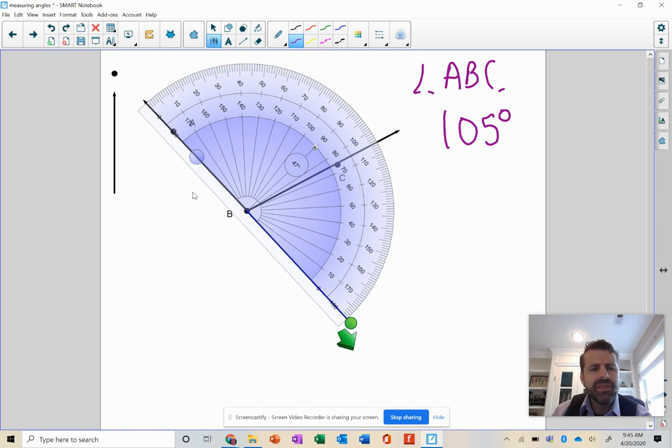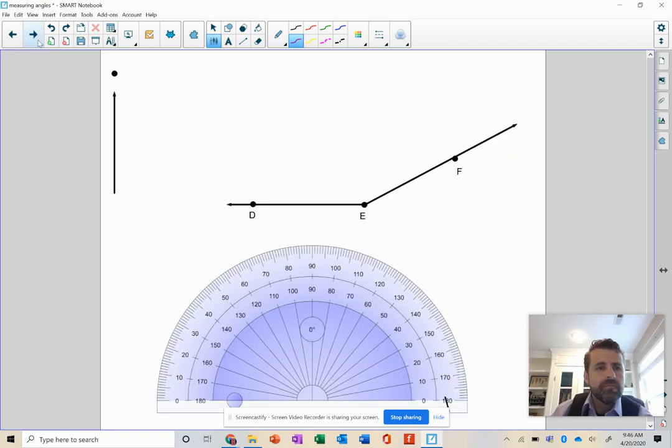And that makes sense if I think about it, because it is obtuse. It's not a huge obtuse angle, but it is obtuse. It's past 90 degrees. Okay, let's try another one. All right, here I've got angle DEF. Now looking at this, hopefully you're going, oh, it's obtuse. Okay, so we know that our measurement should be more than 90 degrees.